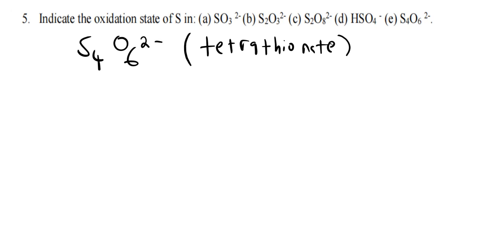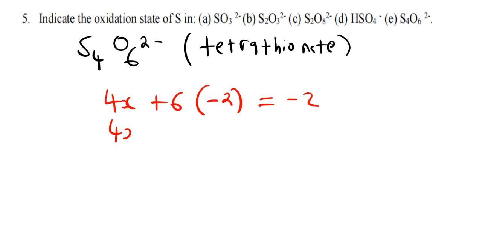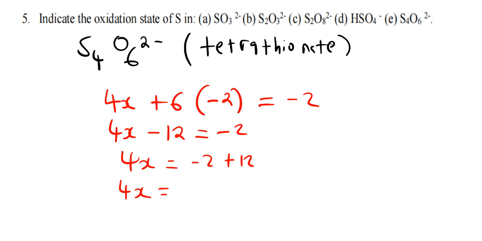Okay, tetrathionate ion. What is the oxidation number for sulfur in that case? Because there are 4 of them, I'm going to say 4x plus 6 oxygen atoms. The oxidation number of oxygen is -2, and this will give us the overall charge, which is -2. Then we solve this. It's going to be 4x minus 12 equals -2. Then 4x equals -2 plus 12, so 4x equals 10. Then I divide by 4 on both sides.